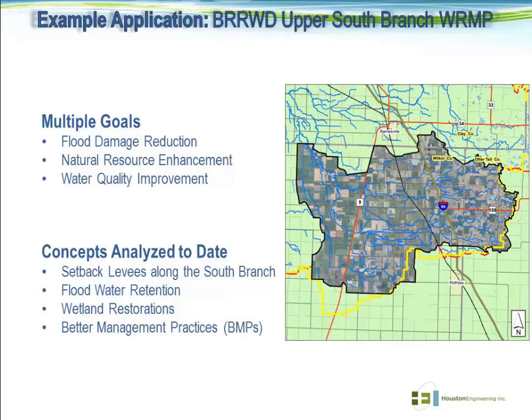Things such as sedimentation of channels from the agricultural fields within the project area, causing reduced channel capacity, which leads to flooding in certain regions, breakout flows, and impairments to water quality, also related to agricultural runoff within the watershed. A multitude of options have been analyzed to date. One option has been setback levees that control the breakouts that currently exist. What we're going to be talking about today are the flood water retention and wetland restoration components of the project, and also installation of better management practices across the landscape.